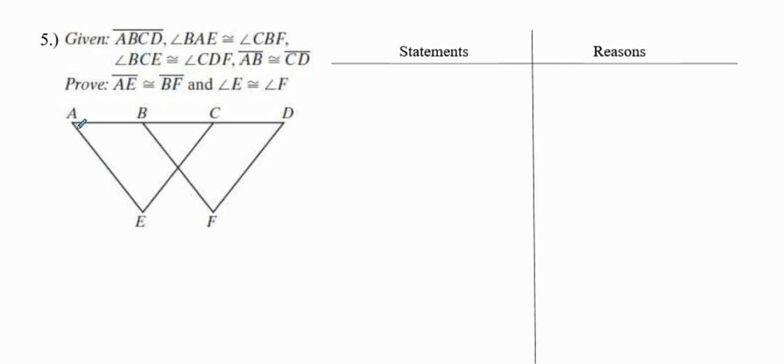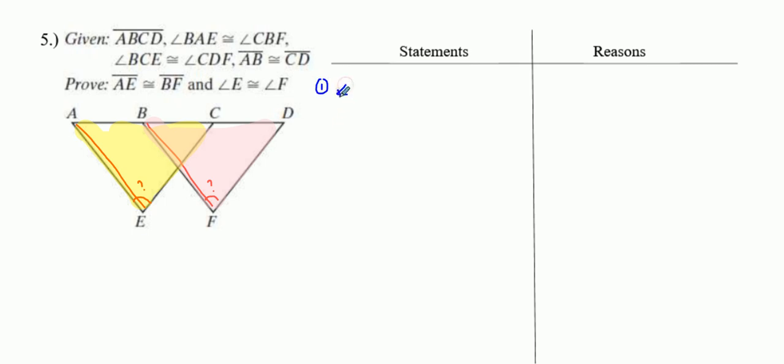Here we're asked to prove that segment AE is congruent to segment BF and that angle E and angle F are congruent. Now, both of these pairs of corresponding sides and the pair of corresponding angles are part of these two overlapping triangles. So in this one, we're going to try to prove triangle AEC is congruent to triangle BFD first. And then we should be able to end with CPCTC. So let's go ahead, write down the given and see how much this helps us.